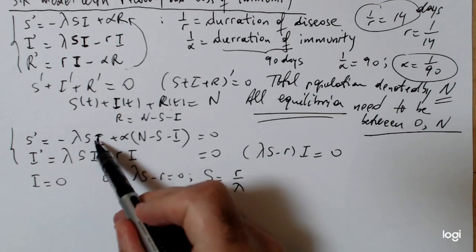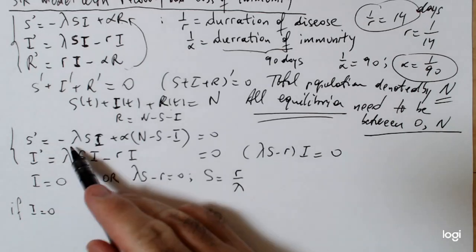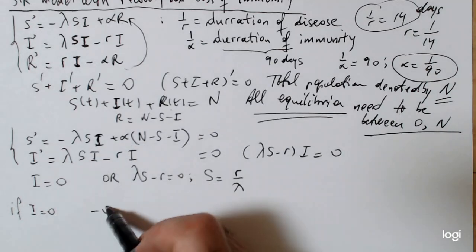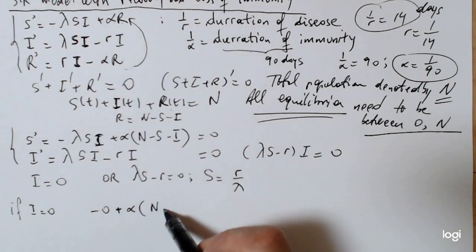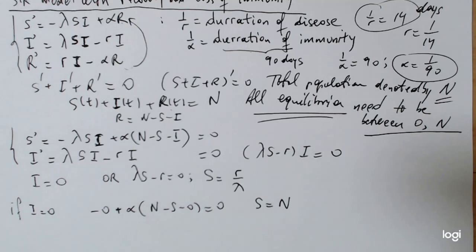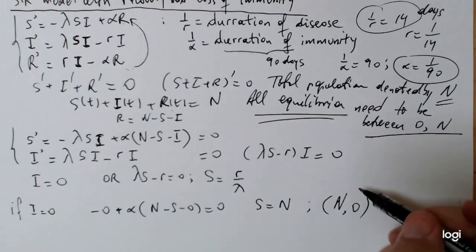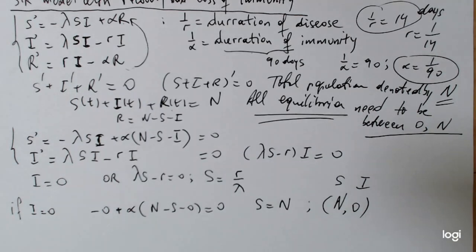For each case, we go back to the first equation. So if I is equal to 0, plug it back into the first equation. That gives me S equals N. So one equilibrium point will be (N, 0). I always specify the equilibrium point in the order S, I, in the order of the equations given. Nothing special about the order, but you've got to keep it up. If you establish an order from S to I, then keep that up throughout the analysis.